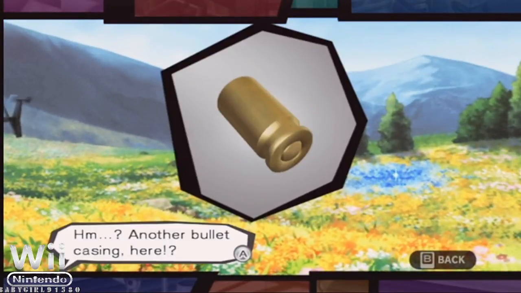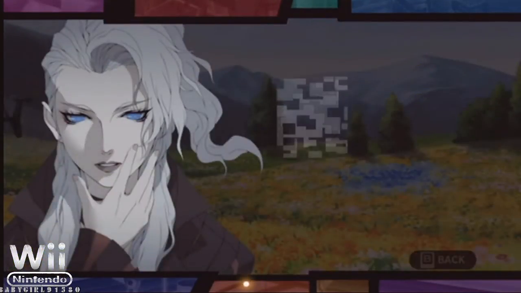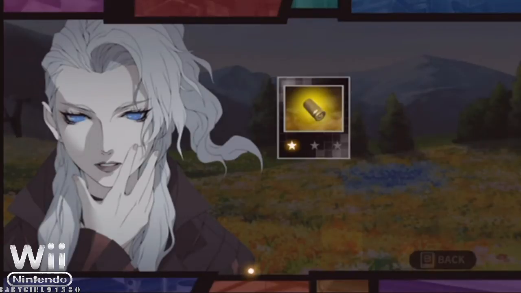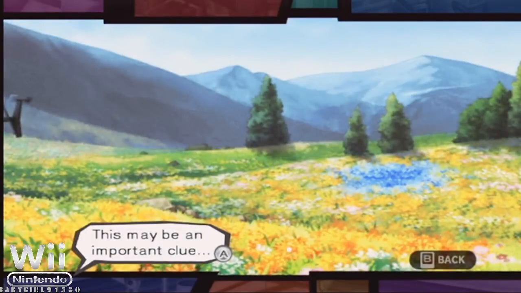Huh? Another bullet casing here? I didn't see it among all these flowers. This may be an important clue.